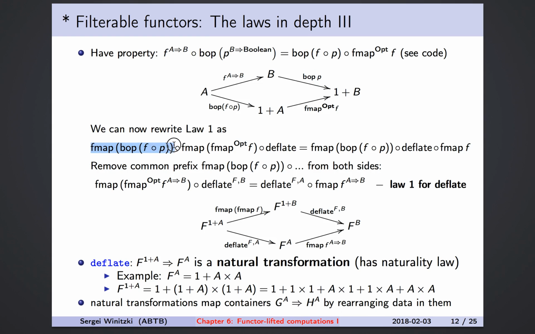So now the left-hand side and the right-hand side contain this common prefix, and we can remove it, because our goal is to show that they are equal. We do not assume that they are equal, we need to show that they are equal. So if we show that they are equal without this prefix, then they will be equal with this prefix. So we can remove this prefix. Now we need to show that this holds, and that exactly looks like a law for deflate that we want. This is law 1 for deflate.